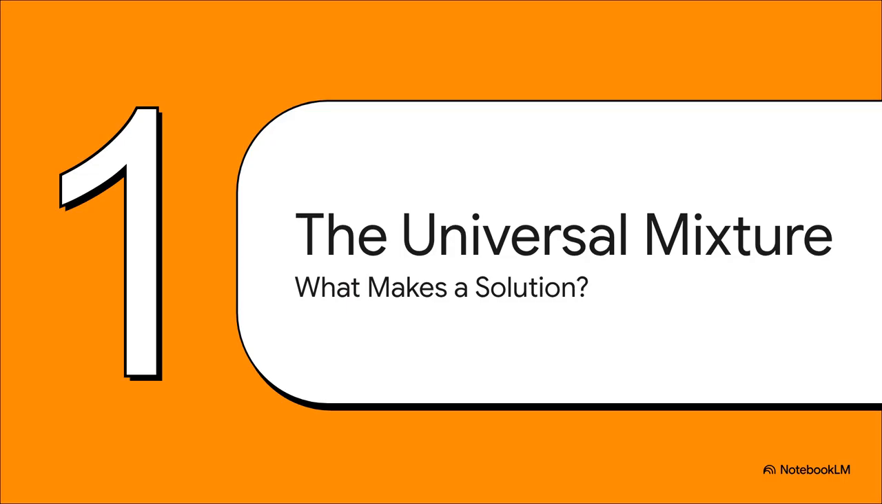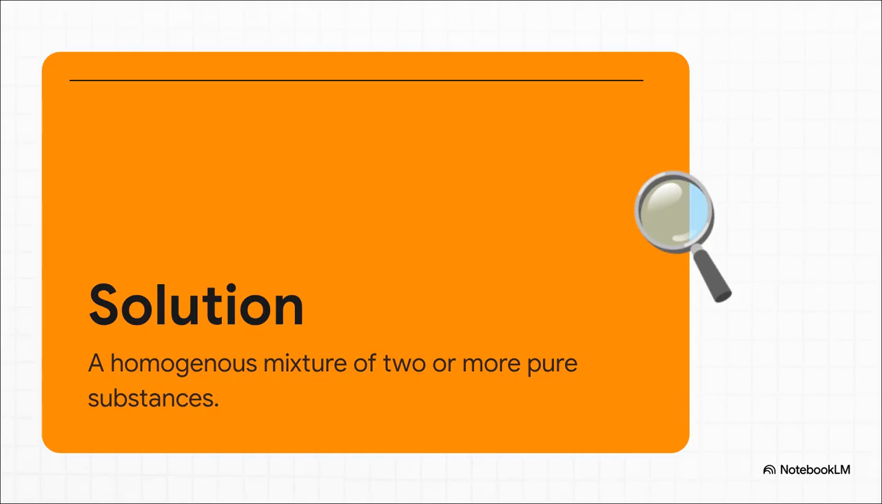First things first, before we get into all the nitty-gritty details, we have to agree on what a solution actually is. So let's start with the most fundamental building blocks. Okay, the one word you absolutely have to remember here is homogeneous. What does that mean? It just means the mixture is perfectly, totally uniform. Once it's mixed, you can't see the separate bits and pieces anymore. Think about salt in water. Once you stir it in, you can't see the little salt crystals anymore, right? The whole thing is now salt water, exactly the same at the top, the bottom, and everywhere in between.